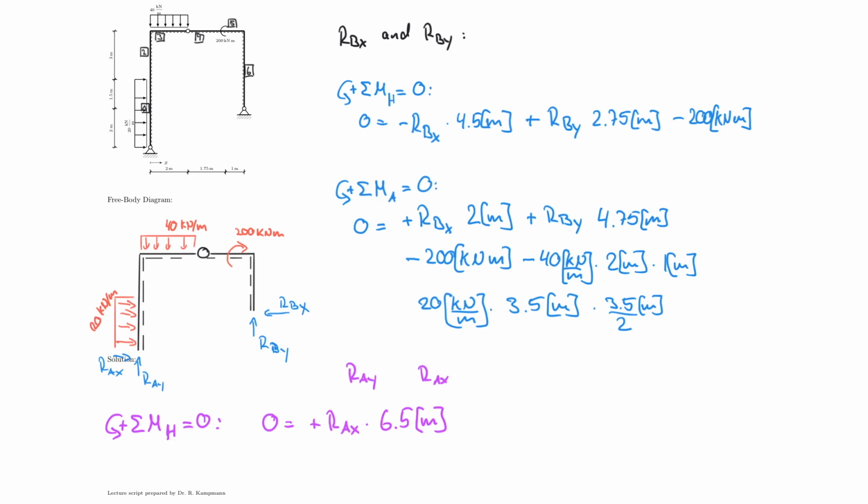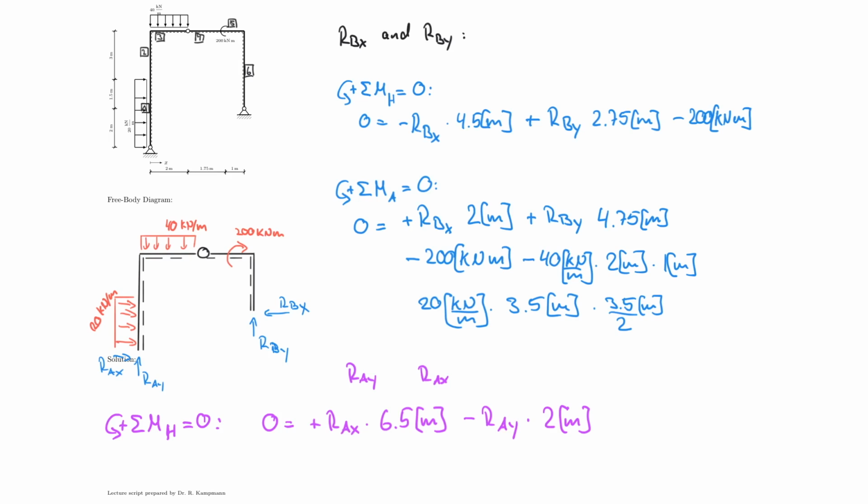Next, RAY. RAY is acting upwards, so it's this distance here, which is 2 meters. So I multiply that by 2 meters. Now I have to wonder if it's clockwise or counterclockwise. It is pushing up, so it rotates clockwise. Therefore, it is negative. But now be careful, because I have to include my two linear distributed forces here.